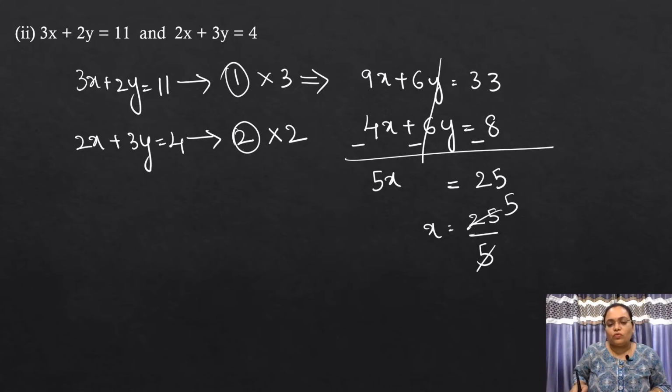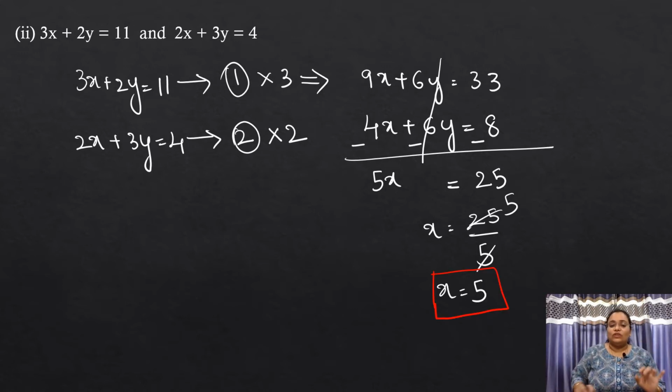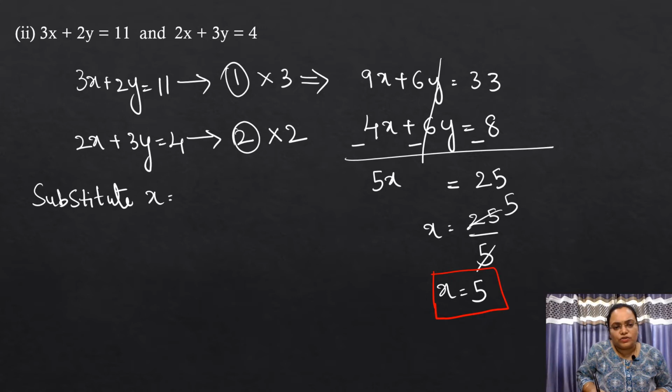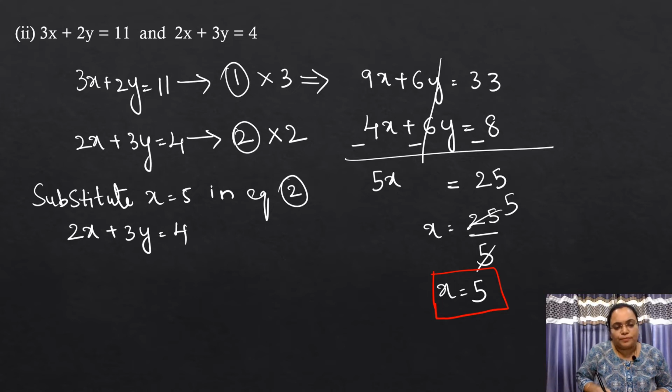So what is the value of x? The value of x is 5. After getting the value of x, you will substitute it in the original equations. From these two equations, the second equation looks simpler for me. So we will substitute x equals 5 in equation 2. What is equation 2? 2x plus 3y equals 4. 2 of 5 plus 3y equals 4.